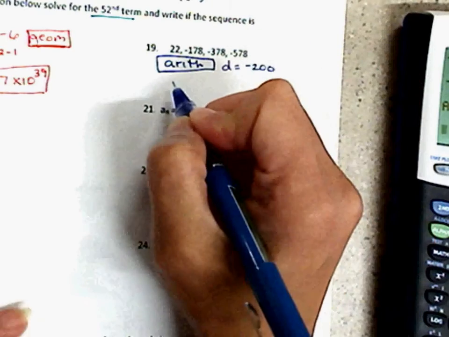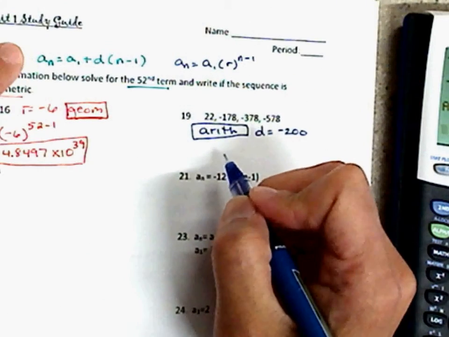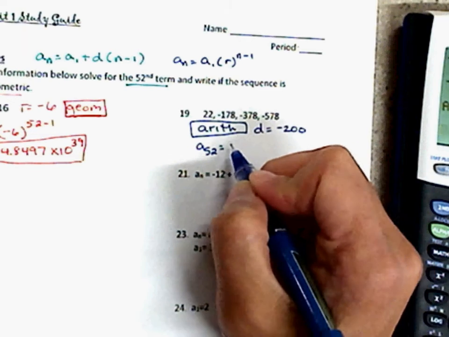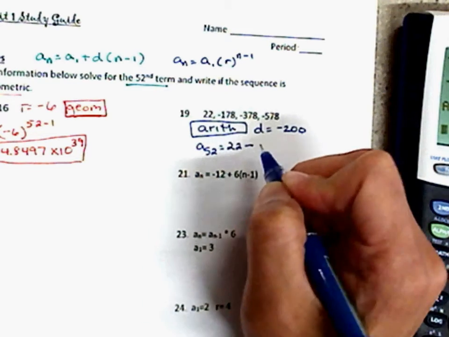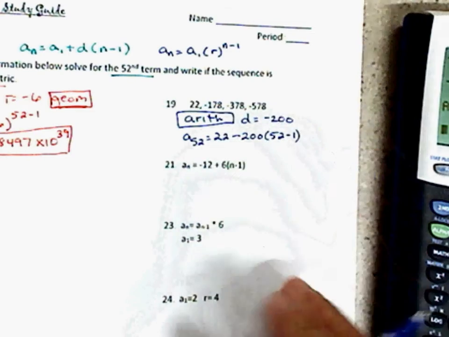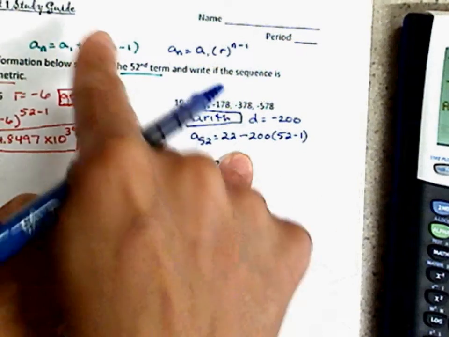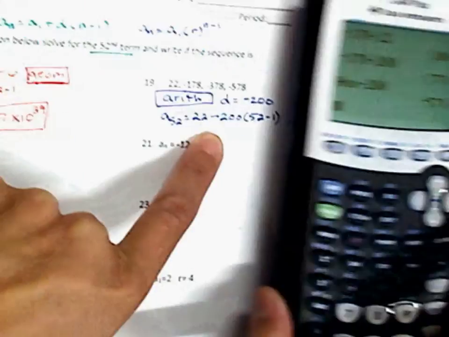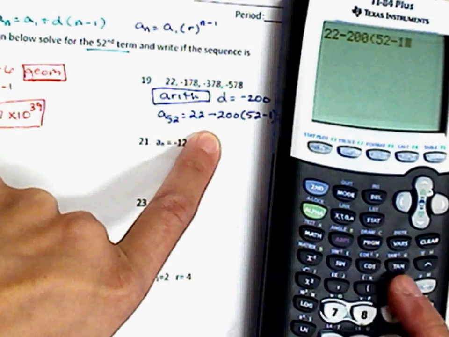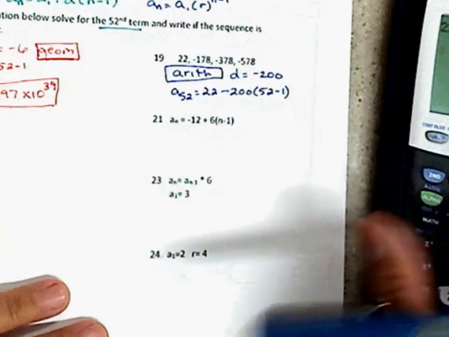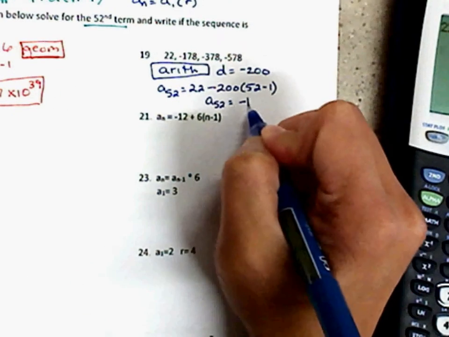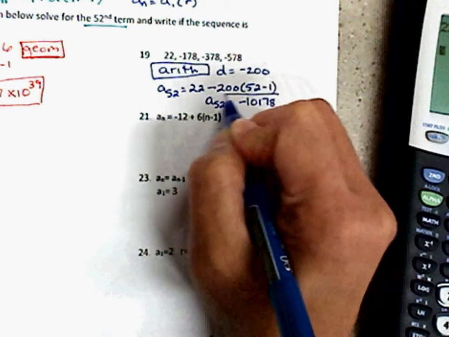So let's write our formula. It would be this one right here. a sub 52, because I'm looking for a 52nd term. First term is 22 plus d, my d is -200, times 52 minus 1. So I just type that. I just substitute into my formula right there. So 22 minus 200, 52nd term, so a sub 52 equals -10178. Okay.